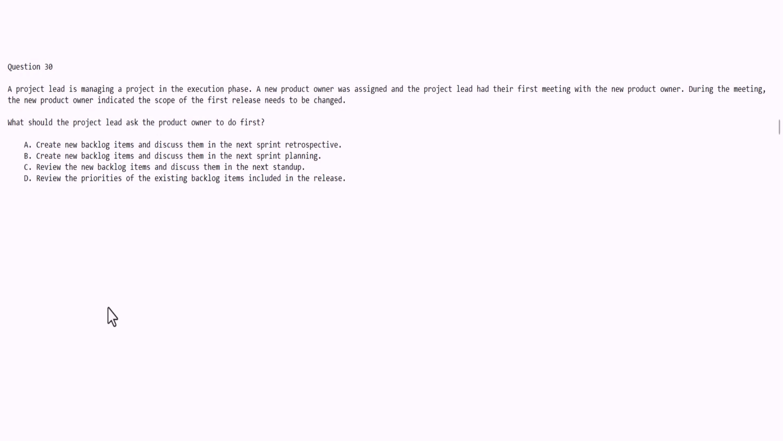Option A, create new backlog items and discuss them in the next sprint retrospective. Option B, create new backlog items and discuss them in the next sprint planning. Option C, review the new backlog items and discuss them in the next stand-up. And option D, review the priorities of the existing backlog items included in the release. So we're going to go ahead and pause the video momentarily, give you the opportunity to answer, and then resume it with the actual results.